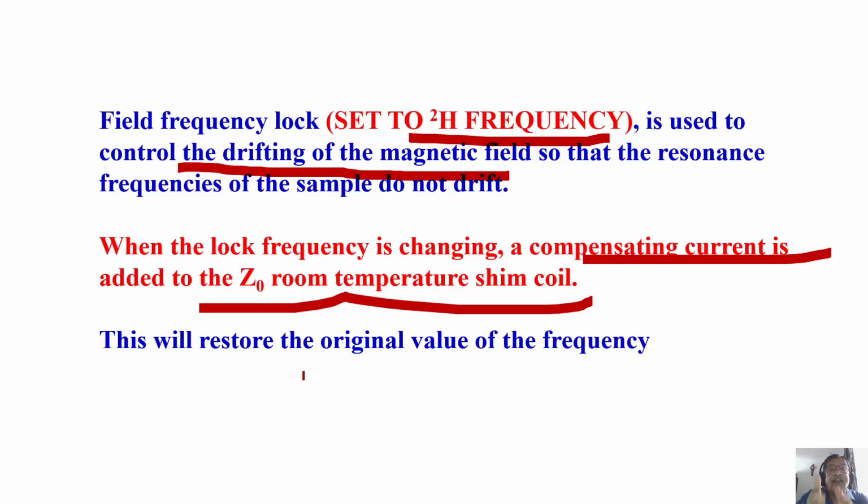So the resonating frequency will be different at different times. Microscopically, it may be for a small duration of the order of microseconds or milliseconds, but that does not matter. That has a devastating effect on your spectrum. So you have to prevent drifting of the field by locking your sample at the deuterium frequency. Very important one. Please remember this.